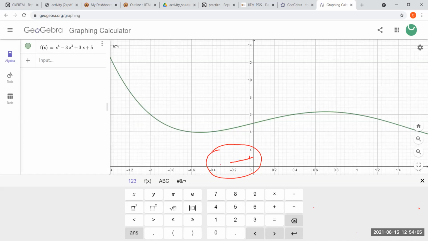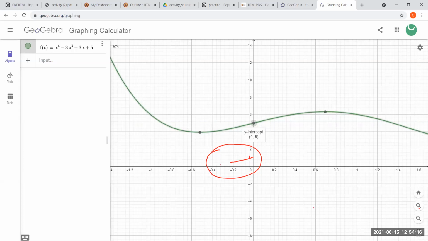If I just make it 3x cube, then you can see the curvature is changing at two places, right? 0 is somewhere perfectly, it's coming back, I think. At 3, it is changing the curvature. And also you can see it's changing curvature here.